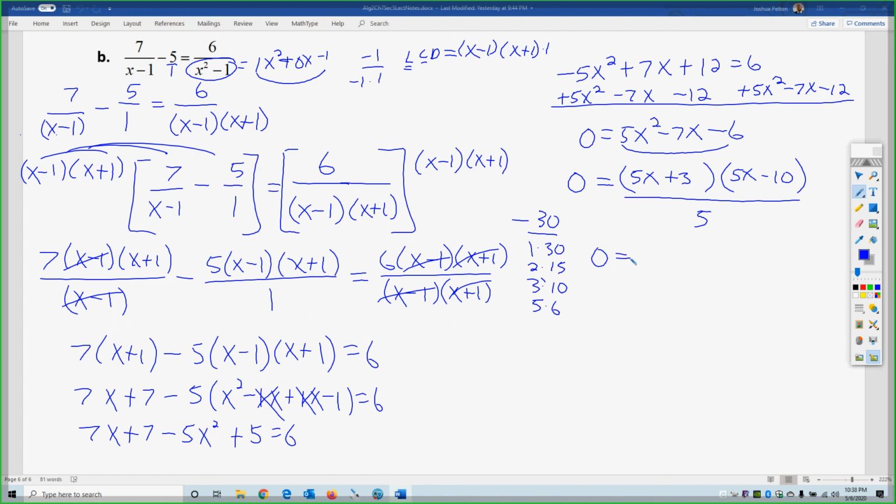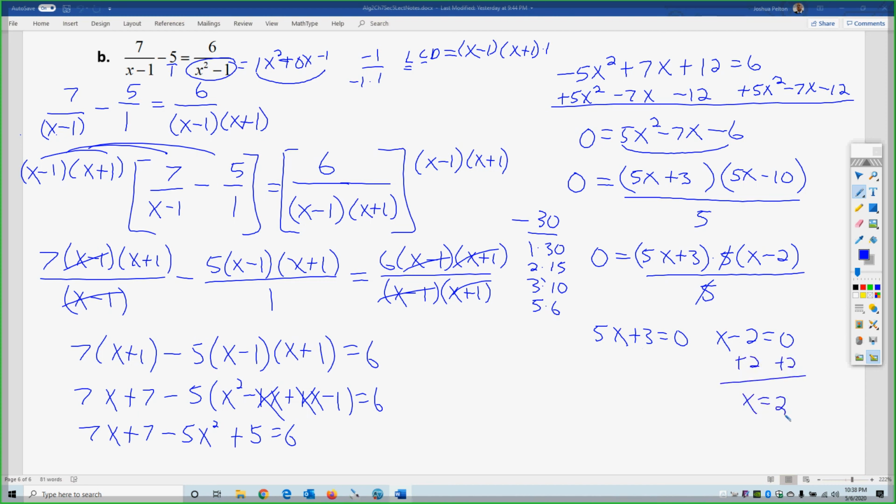So the 5x plus 3 has nothing in common other than 1. But the 5 and the 10 have a common factor of 5, which you can divide out. So that cancels. So 5x plus 3 is equal to 0, and x minus 2 is equal to 0. So x is equal to 2, or 5x is equal to negative 3, or x is equal to negative 3/5. So don't assume that there's going to be an extraneous solution. There may not. In this case, both of these work, so there is no extraneous solution.